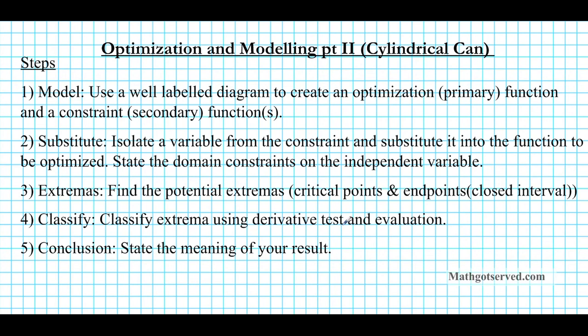And in step 4, you're going to classify your extrema, verify if it's a max or min, either by using the first derivative or the second derivative test. But you can also evaluate the endpoints to determine if they are actually the extremas, okay? And in step 5, you just state the meaning of your results. All right, let's take a look at part 2.